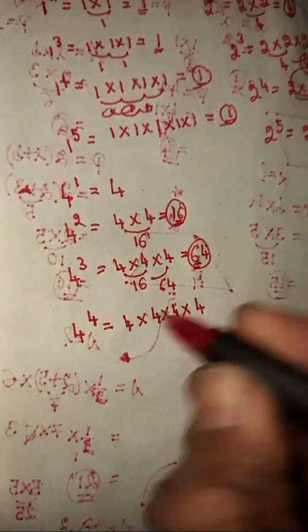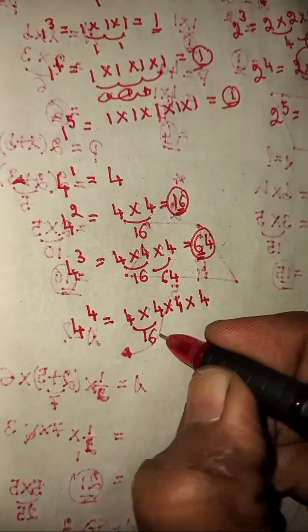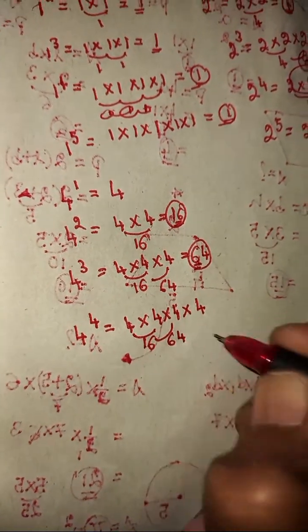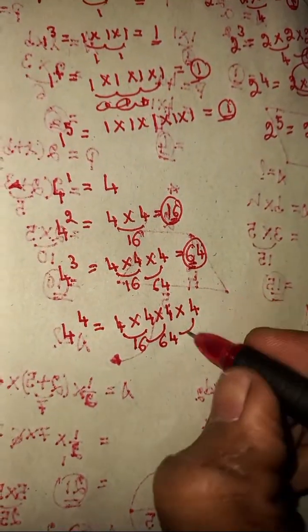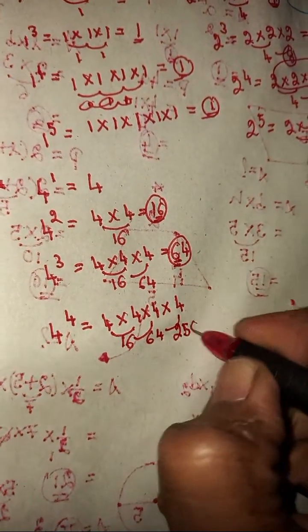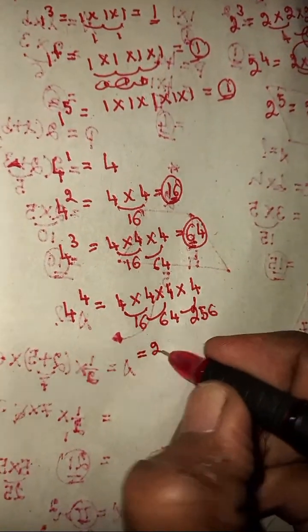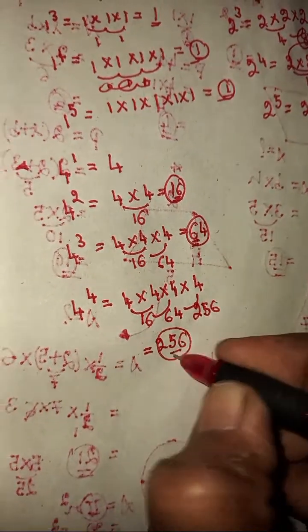And let's take 4 power of 4, which is 4 times 4 times 4 times 4. 4 times 4 is 16. 16 times 4 is 64. 64 times 4 is 256. So this is equal to 256.